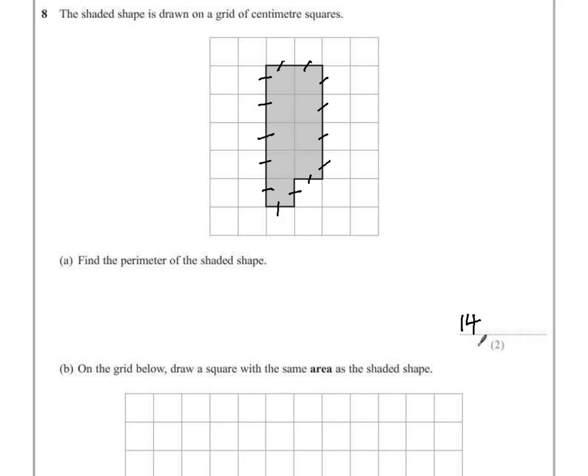But notice this is a 2-mark question. You could possibly have thought maybe it's testing that I got perimeter correct. But notice how it tells you that it's a centimeter grid, but there are no units. So your second mark will come from actually writing down that the perimeter is 14 centimeters.